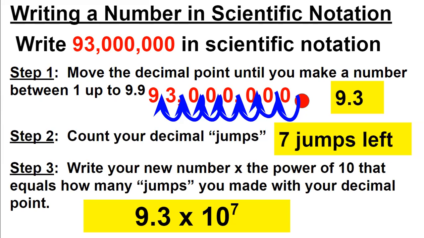If I were to take 10 to the 7th power and multiply that by 9.3, I would get 93 million. So it's just another way of writing 93 million. Let's see another one done for us.